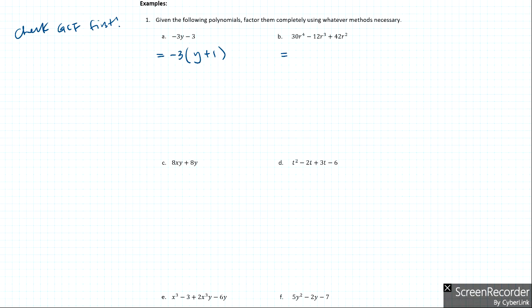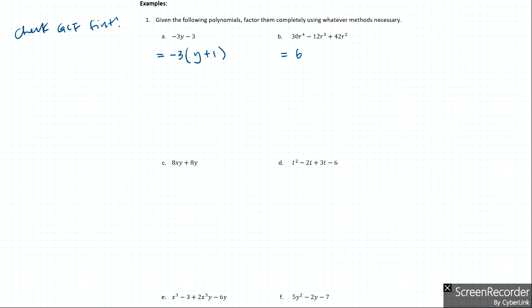First, for the constants, we have 30, 12, and 42. You might want to refer back to the video on how to factor GCF first to remind yourself how to find the constant GCF if these numbers are large. But if you recognize it right away, we will see all three coefficients contain a factor of 6. 30 is 6 times 5, 12 is 6 times 2, and 42 is 6 times 7.